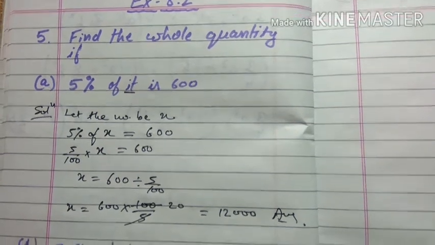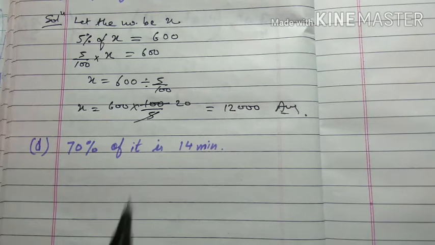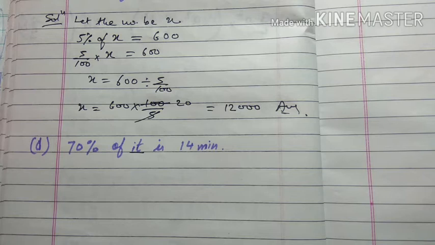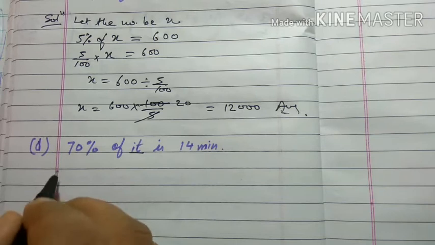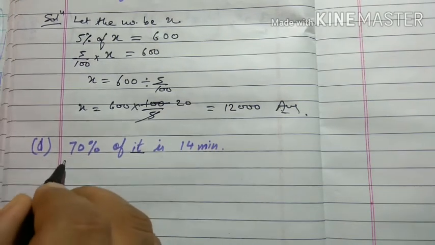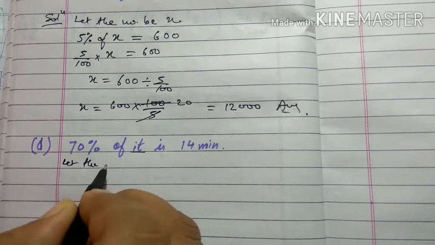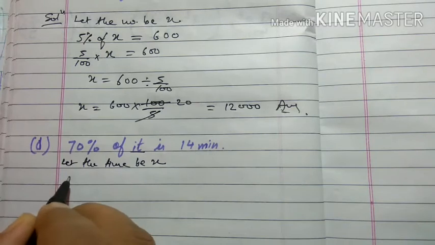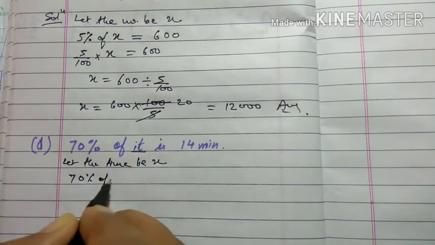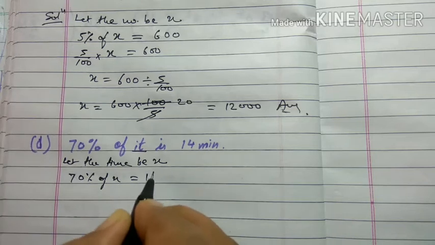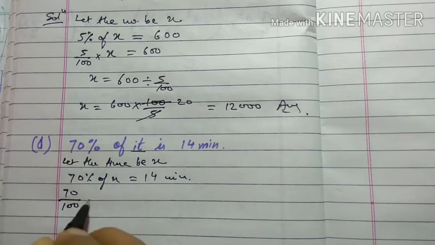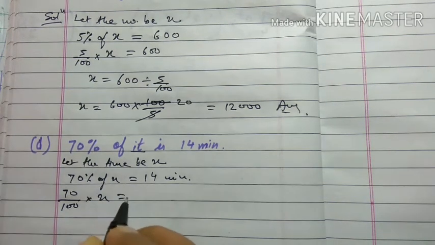Another question, this is D. 70% of it is 14 minutes. It is asking about time, minutes. So 70% of a particular time is 14 minutes. What is its meaning? Suppose let the time be x. So 70% of x is equal to 14 minutes. Okay, so 70 by 100 into x is equal to 14.